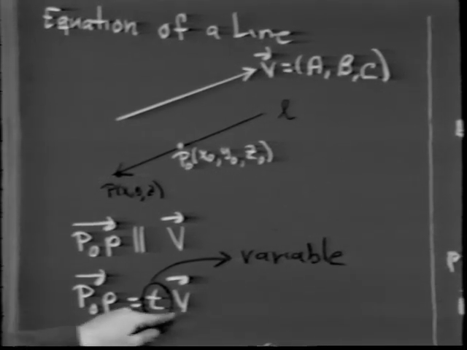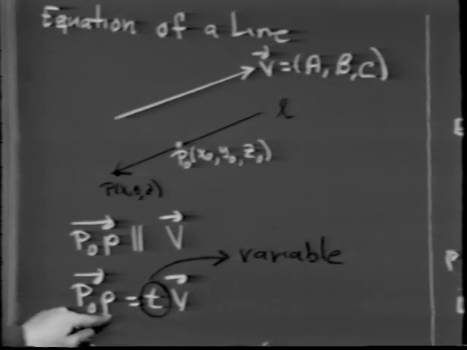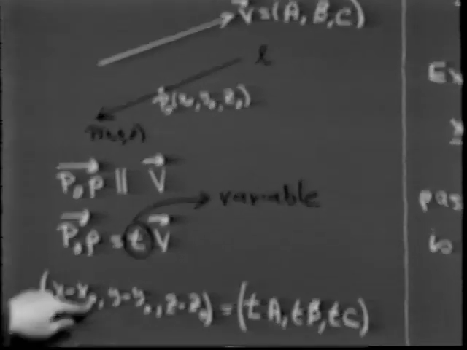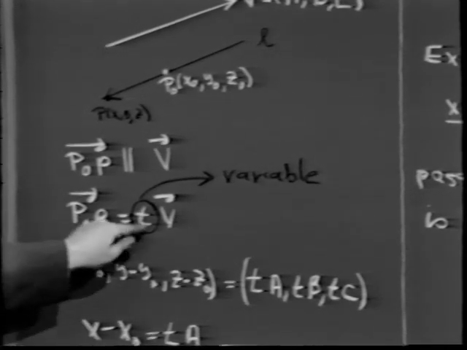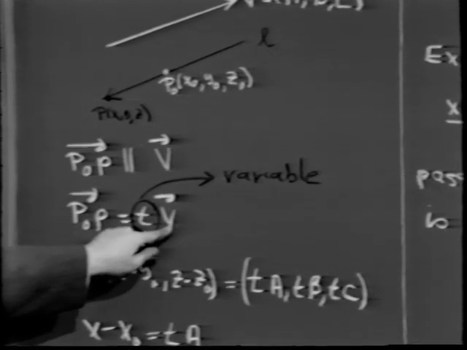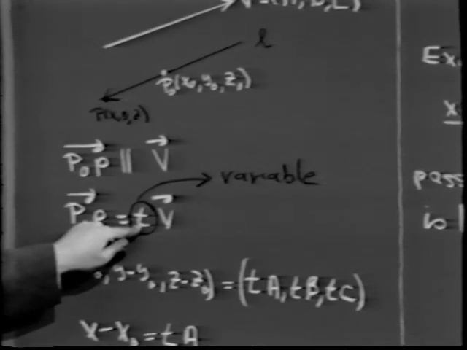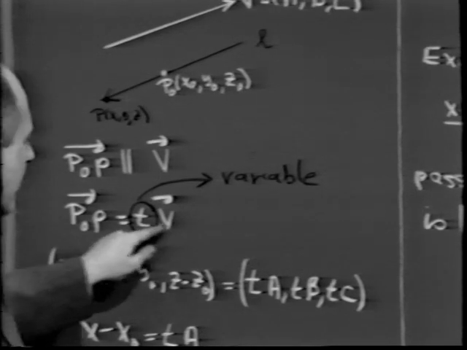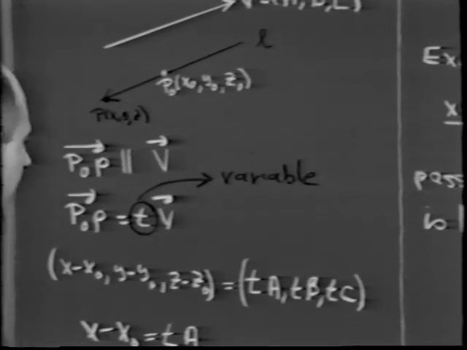What I'm now going to do is, in Cartesian coordinates, see what this equation tells me. And right away, it tells me what? That P0P is that vector whose components are x minus x0, y minus y0, and z minus z0. What vector is t times v? Well, v, we saw, had as components a, b, and c. And in Cartesian coordinates, multiplying a vector by a scalar simply multiplies each component by that scalar. So t times v is the vector whose components are ta, tb, and tc.